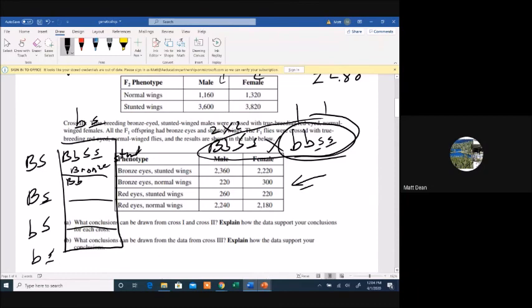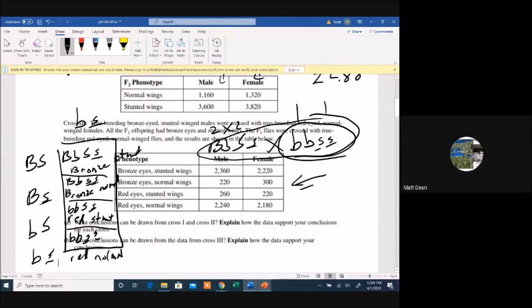Some are going to be this, and that's going to be bronze and normal. Some should be red-eyed and stunted, and then some should be red-eyed and normal. So we're expecting 1/4 of each possible phenotype: 1/4 bronze stunted, 1/4 bronze normal, 1/4 red stunted, 1/4 red normal. That's assuming everything's normal in this situation.